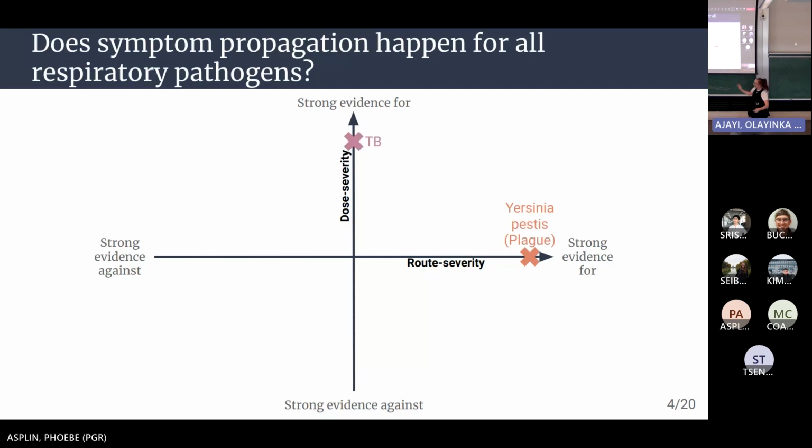And then at the other end, we have things like tuberculosis. There's pretty good evidence that dose-severity relationships happen, but there are a lot of questions about which transmission route tuberculosis uses, and whether you can even get infection in the upper respiratory tract or not. But basically most pathogens lie in this upper right hand corner. So flu, there's pretty good evidence of both. SARS-CoV-2, COVID, there's less good evidence, but still pretty good evidence for both as well. Obviously, that's great for my hypothesis.